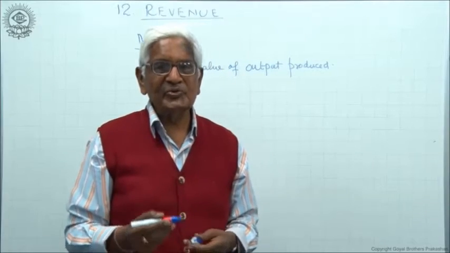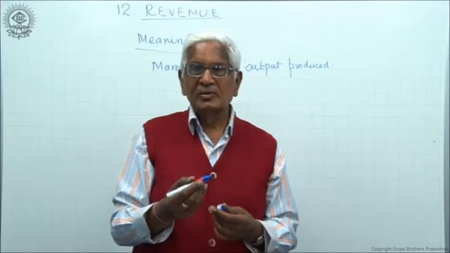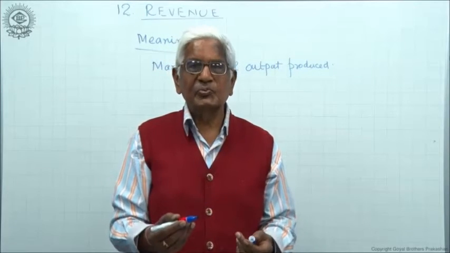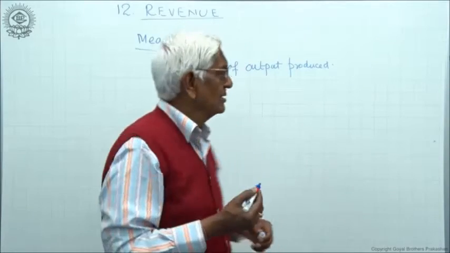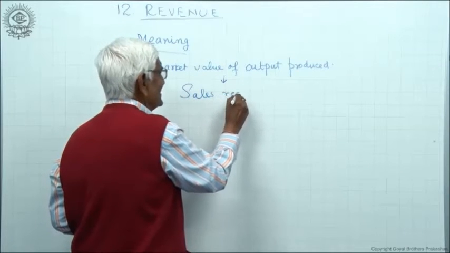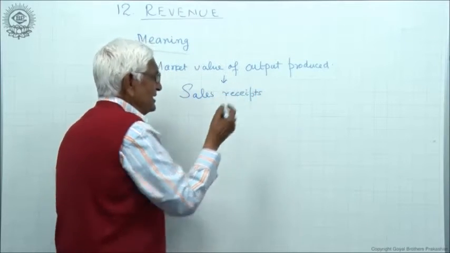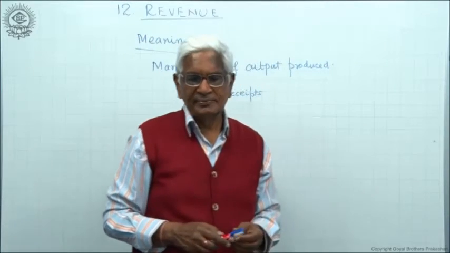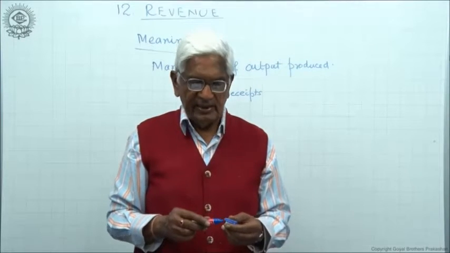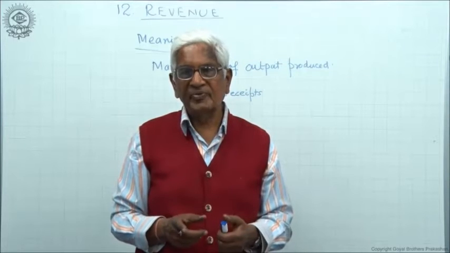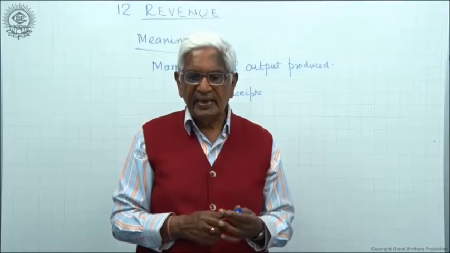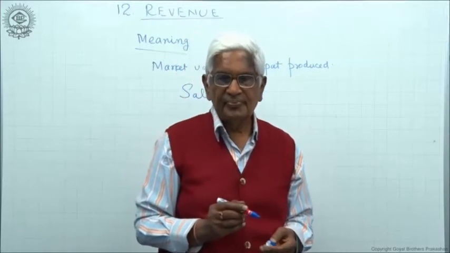To express what you have produced, there are two ways. I have produced so much of quantity. I have produced so much worth of output. So this is worth of output. Or you can also call it sales receipts. If I sell this output, what am I going to get? That is the meaning of revenue. Remember, revenue के दो meaning होते हैं. One, in public finance, that is government's income. Second, in microeconomics, that is market value of output produced.